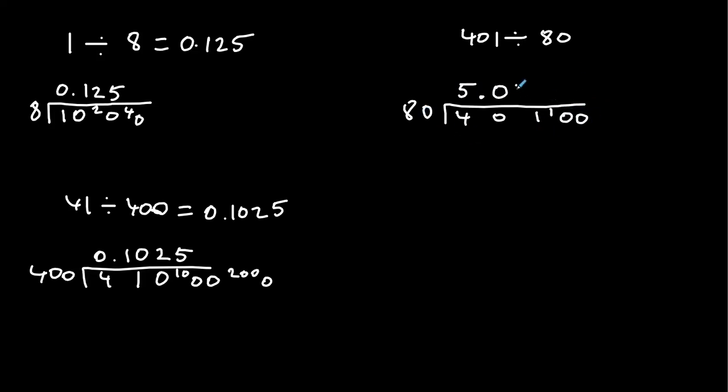80 goes into 100 once with a remainder of 20. 80 goes into 200 twice with a remainder of 40. And then 80 goes into 400 5 times with a remainder of 0. So the answer is 5.0125.